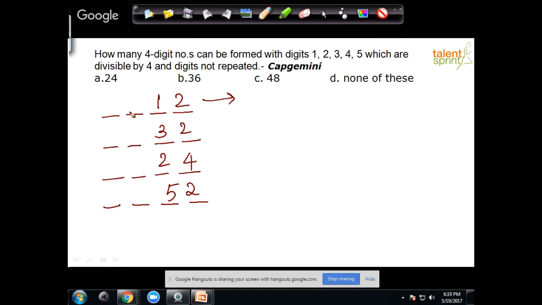In these 2 blanks, how many numbers do you have? You have 3, 4, and 5. You have 3 numbers, right? Out of these 3 numbers, you have to select any 2 numbers to fill these blanks, right? So in how many ways can you select 2 numbers from the 3 numbers? Basically, here we are doing a selection. So selection is called combination.